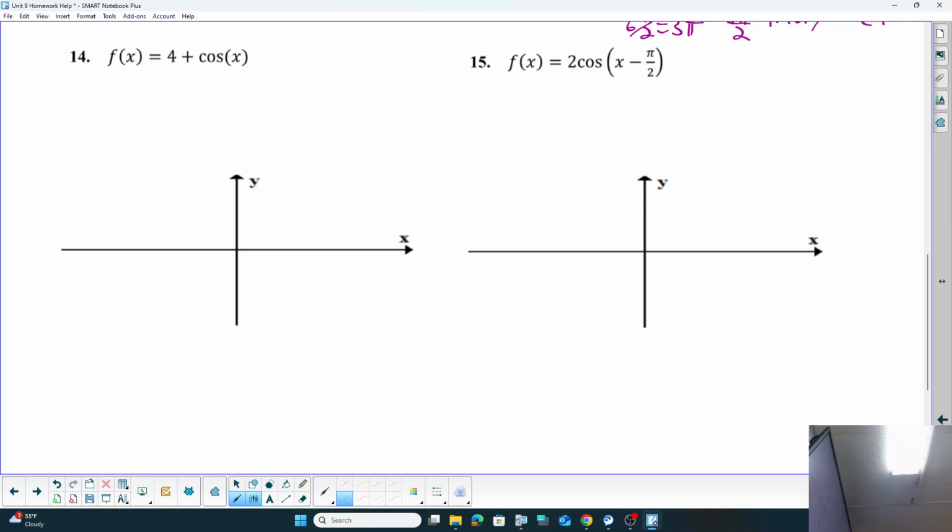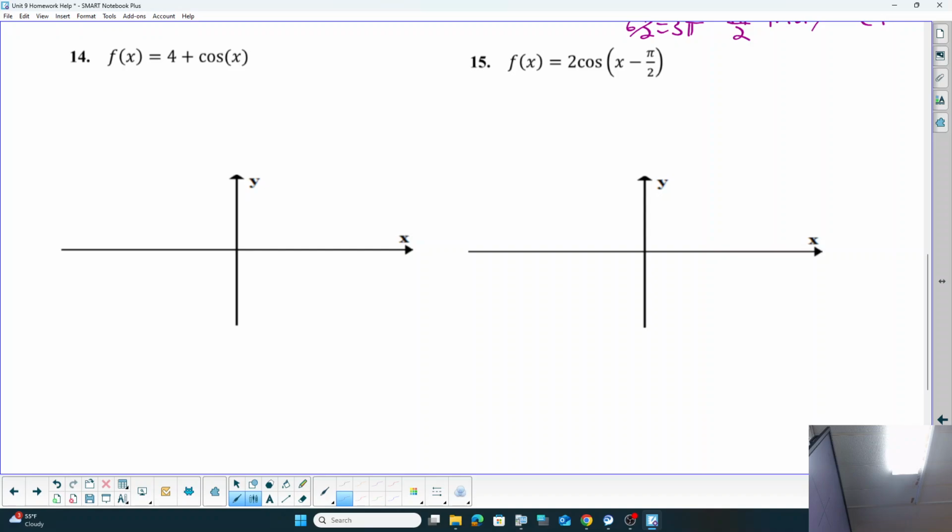Nice. Number 15, we've got a phase shift. So try it on your own first. Pause me. Phase shift. This is a good one. So we'll say next video, please, Mr. Newbolds. Try it on your own, then watch the next video.